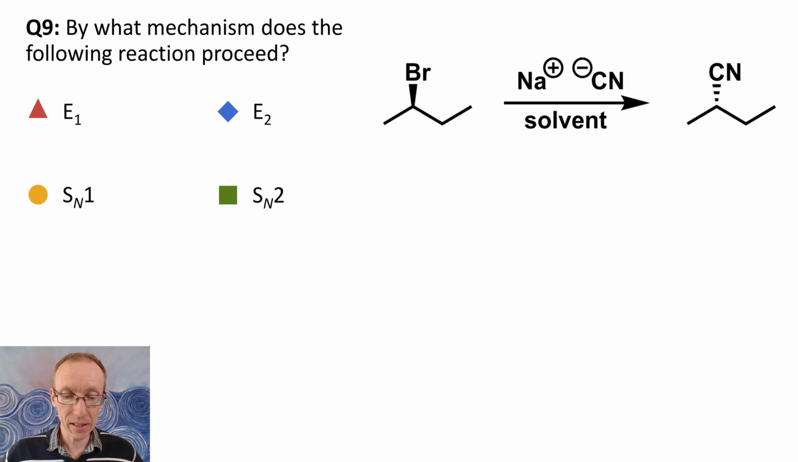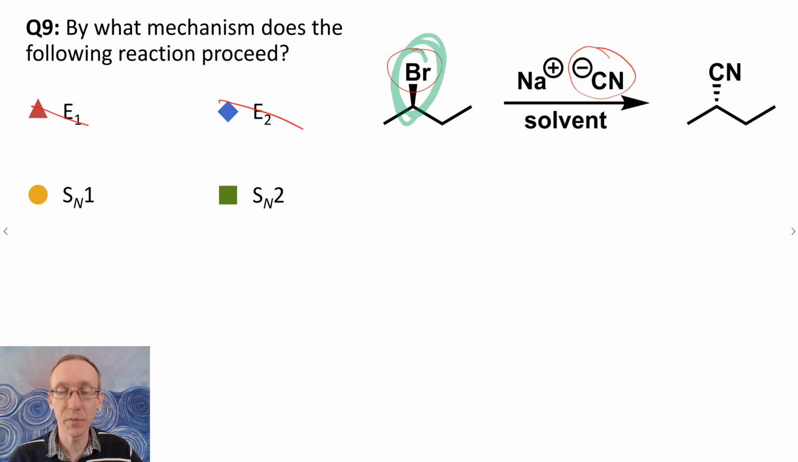Question 9. By what mechanism does the following substitution reaction occur? So we can rule out the elimination mechanisms. We're substituting a bromide here for the cyano group, CN group. And one thing to notice is that we've got the up stereochemistry here, the up absolute configuration, and here we've got the down absolute configuration. So this inversion of configuration can really only happen when we have the SN2 mechanism.